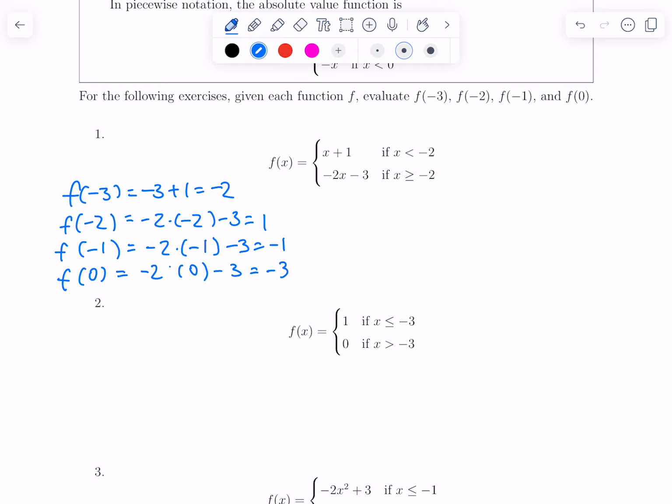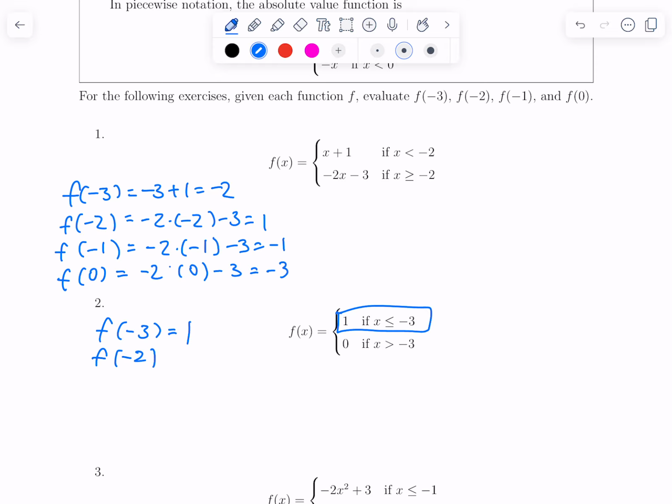Let's try one more. So this one is easy. If x is less than or equal to negative 3, it's just 0. If it's greater than negative 3, then it's 0. So f of negative 3, then the function just equals 0.